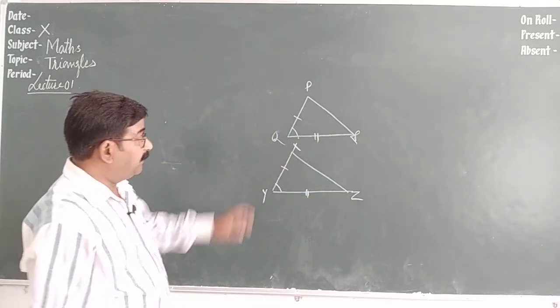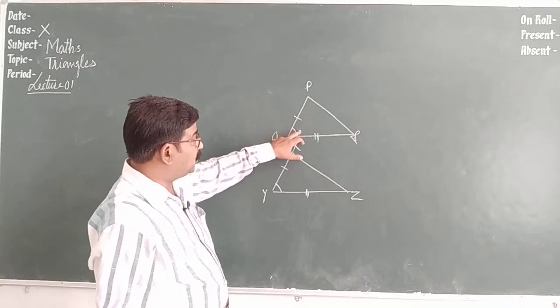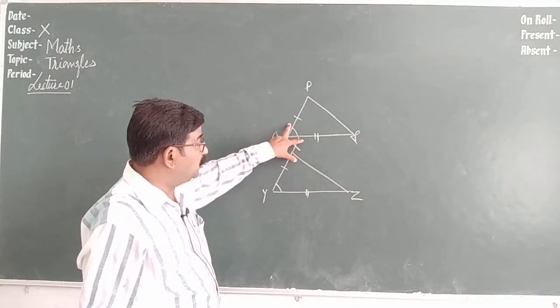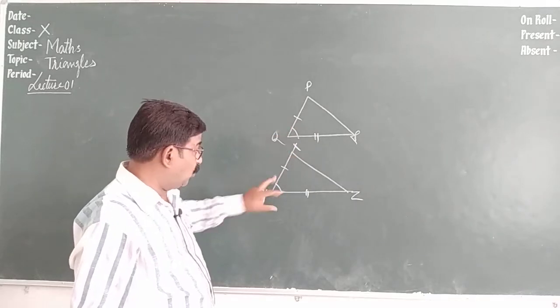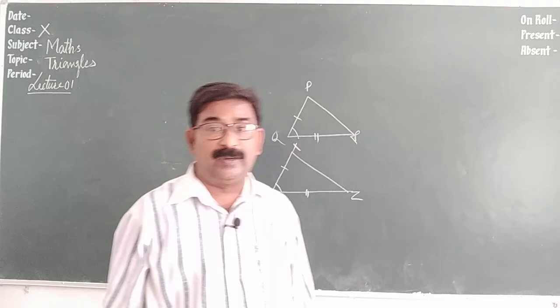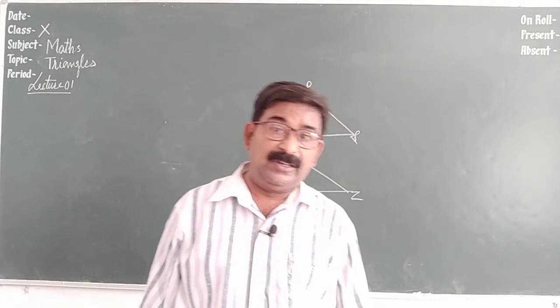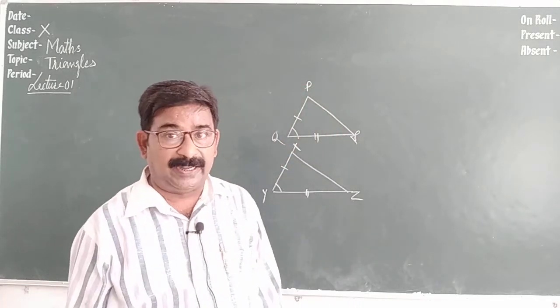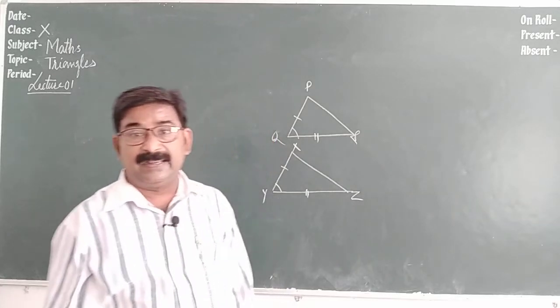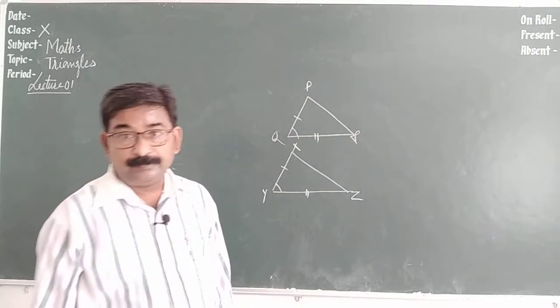Try to understand what I told. If two sides and included angle, it means the angle between those two equal sides must be equal. So two sides and included angle of one triangle are respectively equal to two sides and included angle of another triangle, then the triangles are said to be congruent by SAS criteria. Got it?